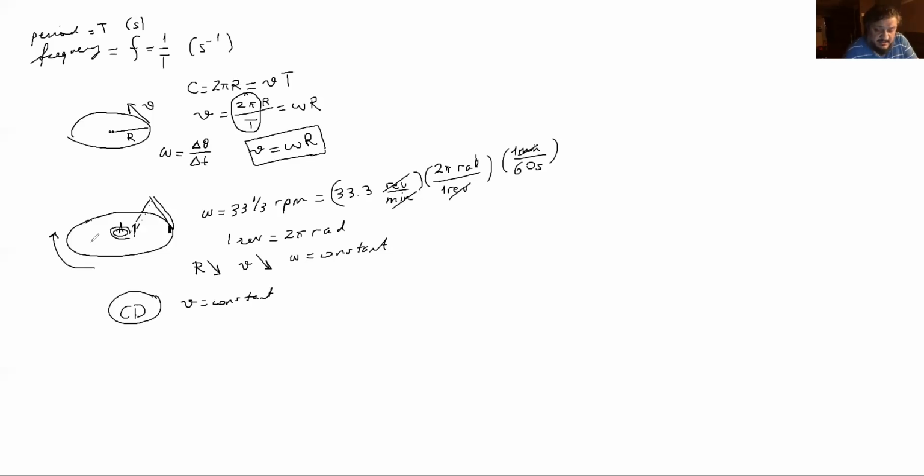A similar relation is between alpha and the linear acceleration. This is A tangential, if you recall. So a similar relation is between the linear and the rotational, or angular, acceleration alpha. All right, that's what I wanted to talk about.